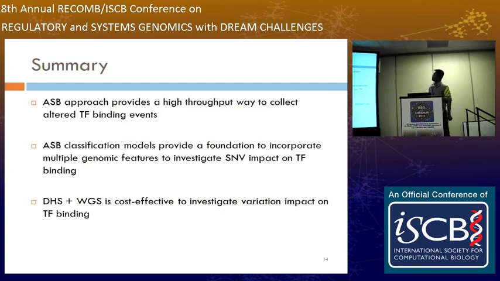So here, just a summary. First, the ASP approach provides us a high throughput way to collect altered TF binding events. And the second, the ASP classification model can enable us to incorporate as many features as you want to predict the variation impact on TF binding. And the third, adding DHS data to the whole genome sequencing is quite cost-effective. Yes, that's it. I'm ready for questions.